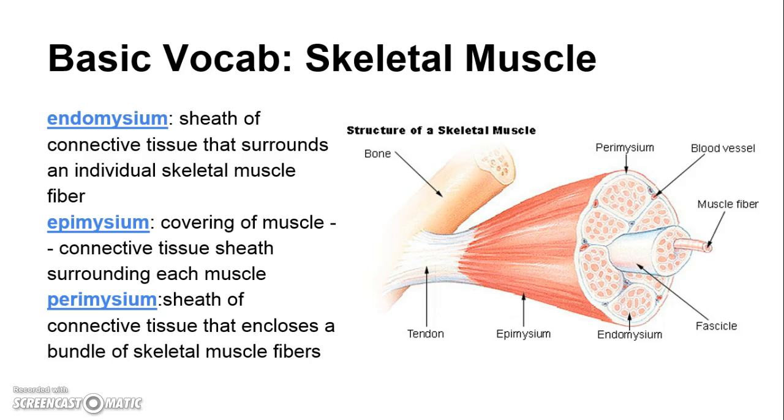Some more vocab about the skeletal muscle. The endomysium is the sheath of connective tissue that surrounds an individual skeletal muscle fiber. So you can see that right here around the bone. Epimysium is the covering of muscle, the connective tissue sheath surrounding each muscle, which you can see right here is the red part. And the perimysium is the sheath of connective tissue that encloses a bundle of skeletal muscle fibers, which you can see right here between the epimysium and the endomysium.